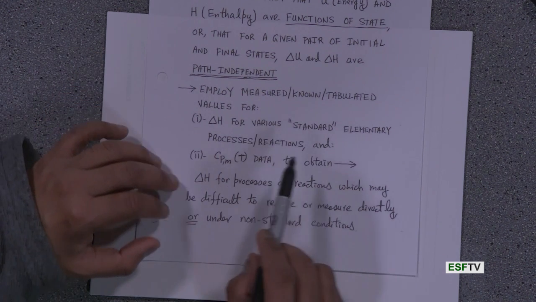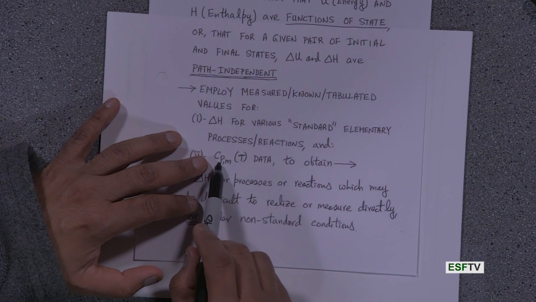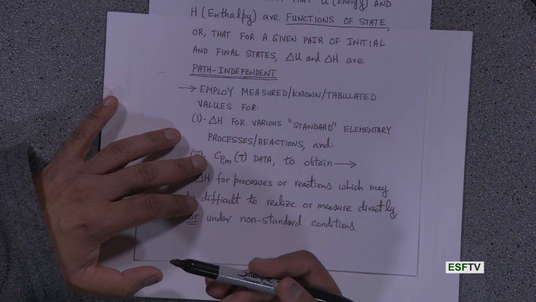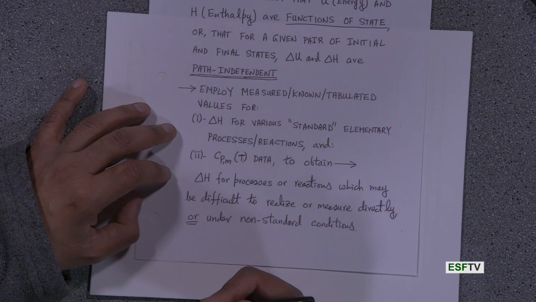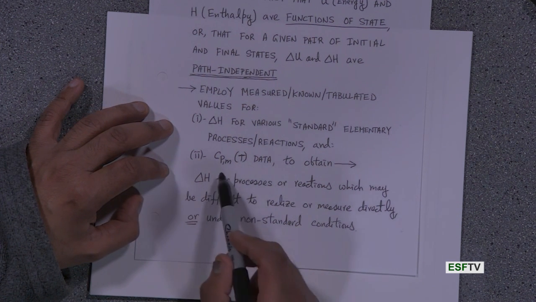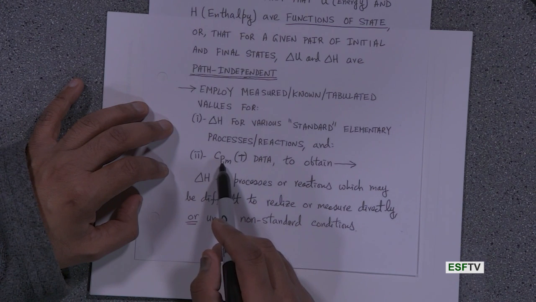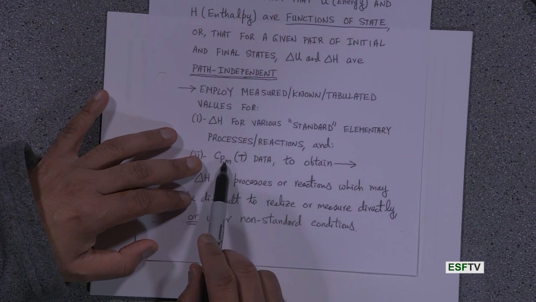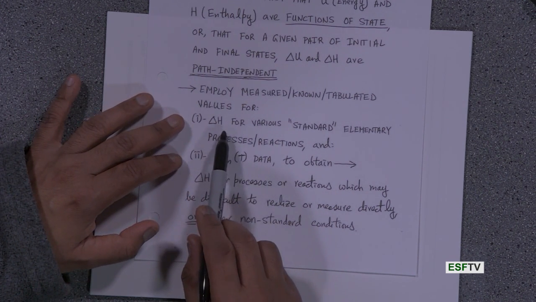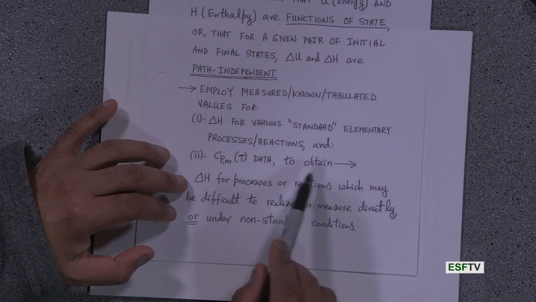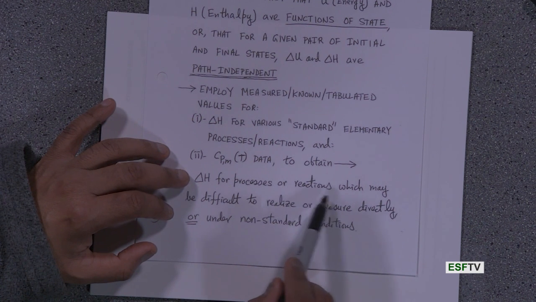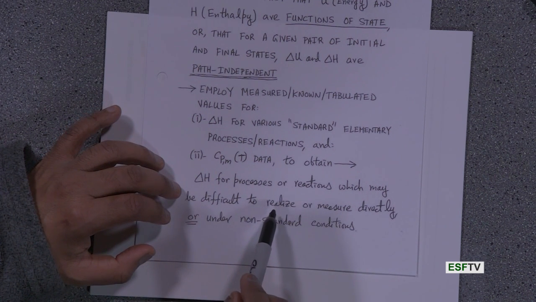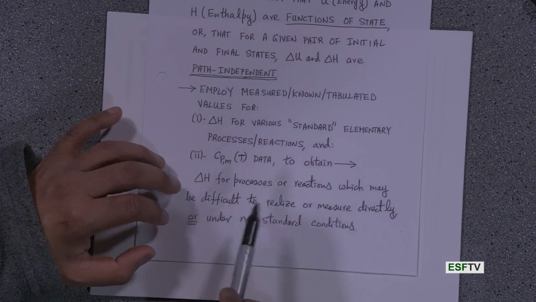We have those data. And heat capacity, Cp, heat capacity under constant pressure, because remember, constant pressure conditions are much easier to realize experimentally. So, heat capacity data that are available to us are usually measured under fixed pressure conditions. So, we use heat capacity data together with measurements of delta H to ascertain estimates for delta H for processes or reactions that may be very difficult or impossible to realize or to measure directly.